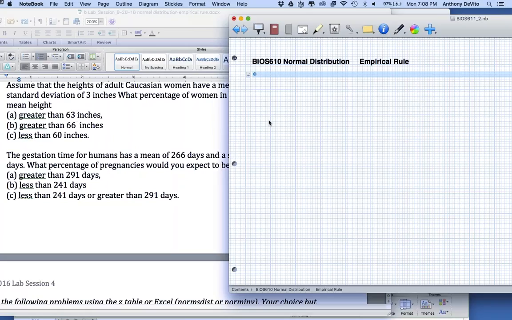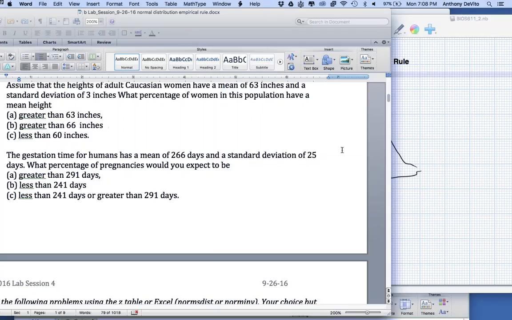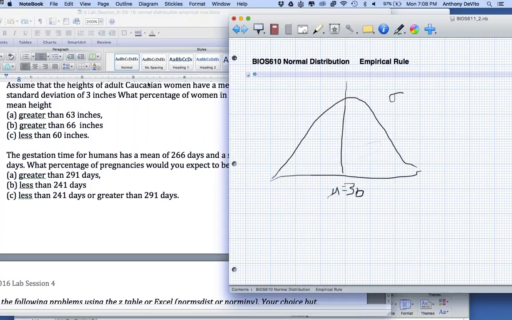Okay, so we want to know what's the area. So let's draw this distribution. Here we are. The mean is equal to 63, right? So greater than 63 inches is going to be this area here. Greater than 66 inches. What was the standard deviation? 3 inches. Okay, so 63 inches, so 66 inches, right? Area greater than 66 is going to be this area in here, right?